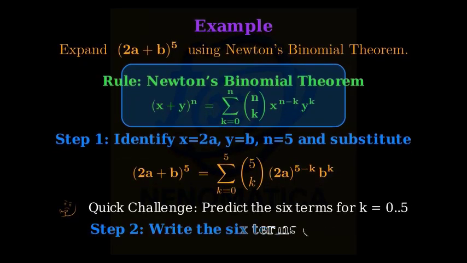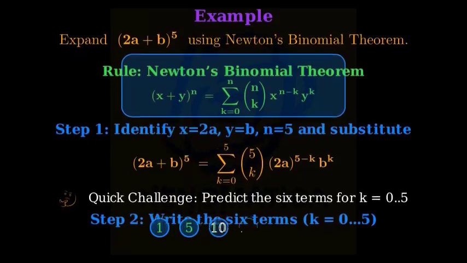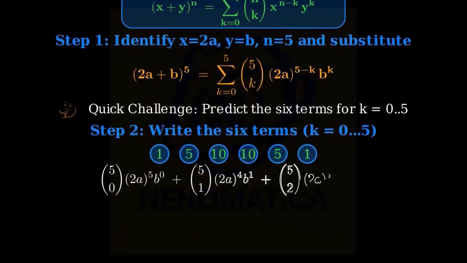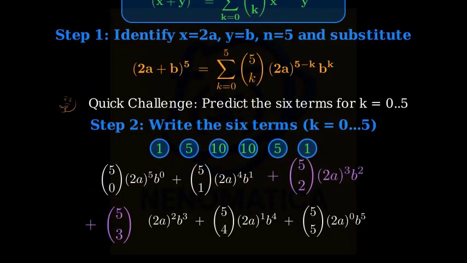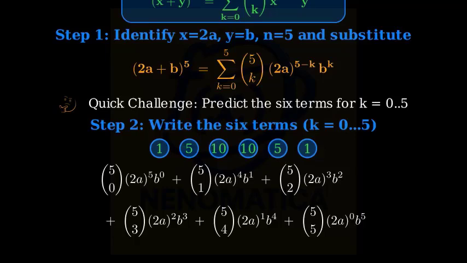Step 2. Write all 6 terms explicitly. We use the row of Pascal's triangle for n equals 5 as 1, 5, 10, 10, 5, 1. Here is that coefficient row. Now we list the 6 terms from k equals 0 to 5. Step 3. Compute the binomial coefficients and powers of 2a.